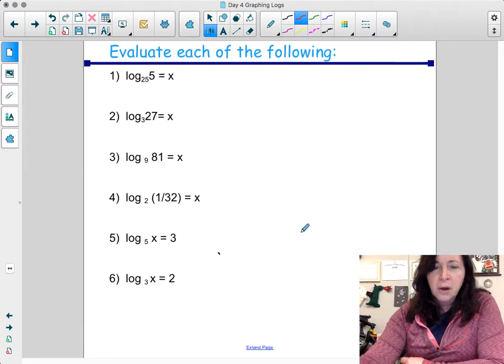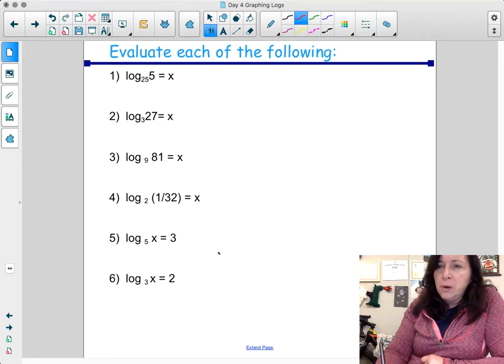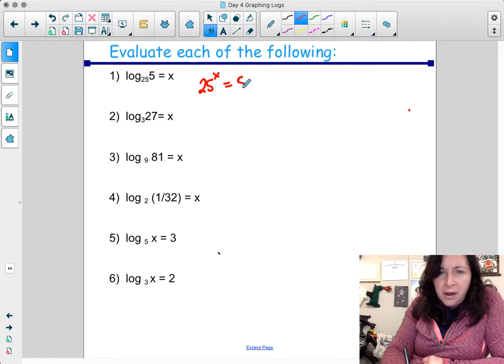A recap on logarithms. So this is what we did before. So we're going to go 25 base to cross the equal sign. And so that's going to be 25 to the x power is equal to 5.